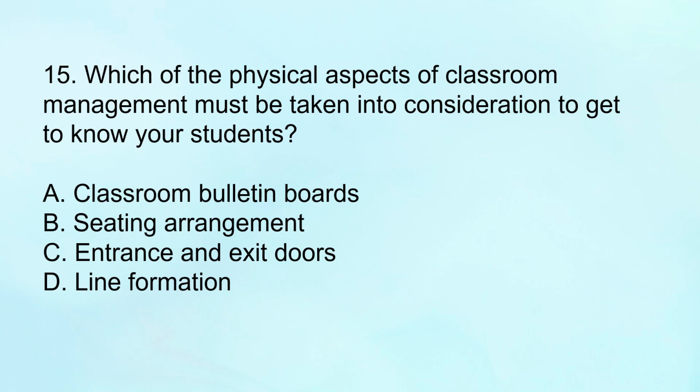Number 15, which of the physical aspect of classroom management must be taken into consideration to get to know your students? Letter A, classroom bulletin boards. Letter B, seating arrangement. Letter C, entrance and exit doors. Or letter D, line formation.